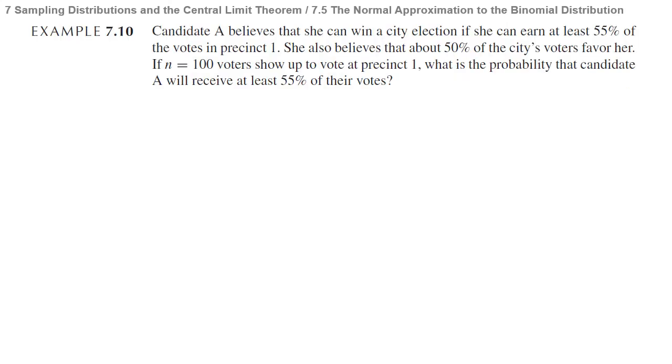Okay, let's move on to example 7.10. Candidate A believes that she can win a city election if she can earn at least 55% of the vote in precinct 1. She also believes that about 50% of the city's voters favor her. If any 100 voters show up to vote at precinct 1, what is the probability that candidate A will receive at least 55% of their votes?